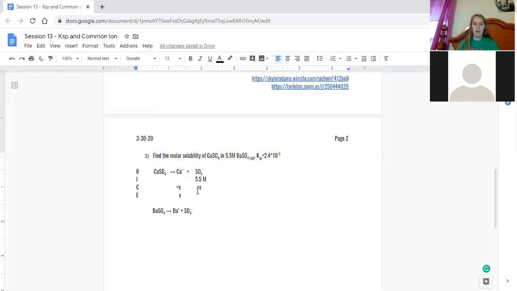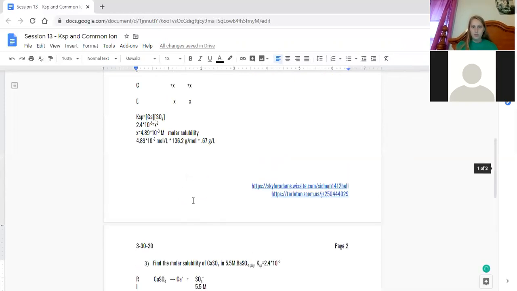And remember how we talked about before, whenever you're going to end up adding your 5.5 plus your x here, your x is going to end up being negligible. So what we're going to go ahead and do is take that and just make it 5.5 molar. So this is what we know, and we can use that to get us started here.